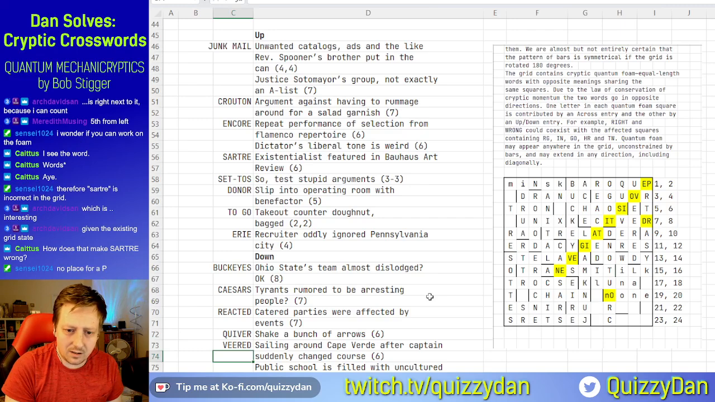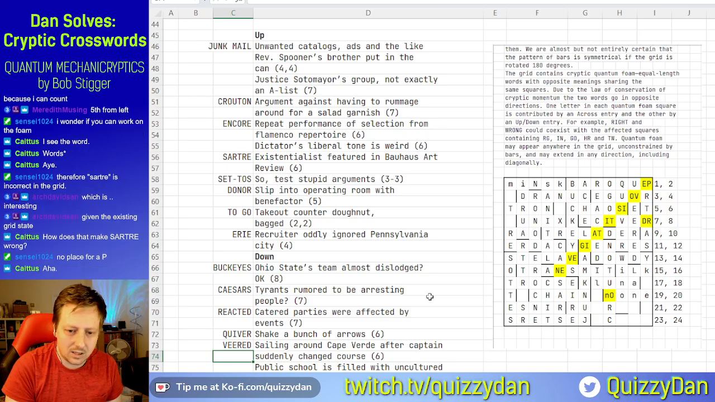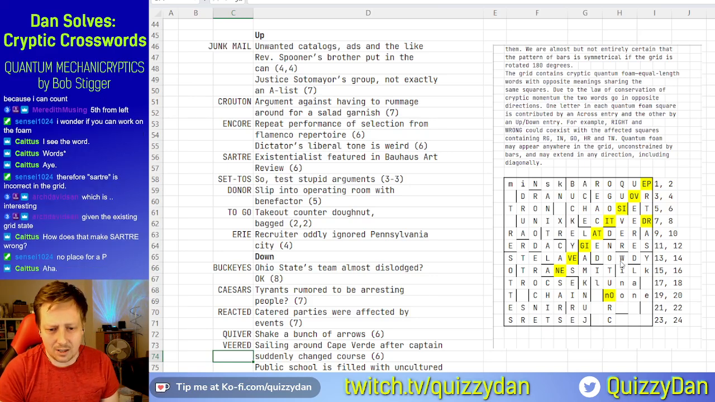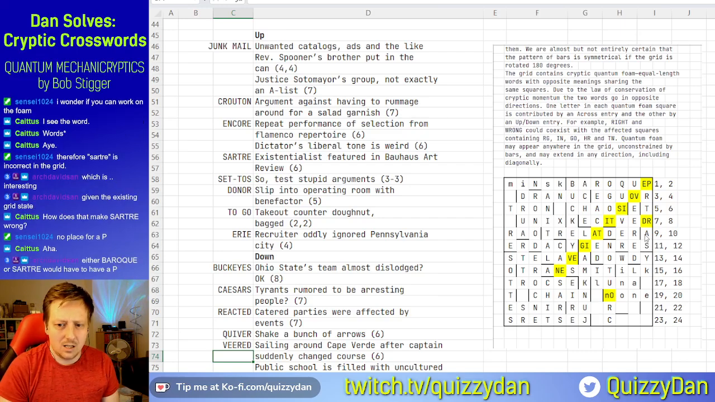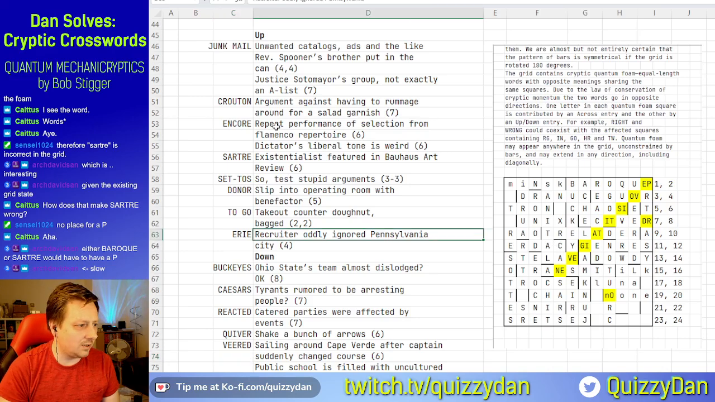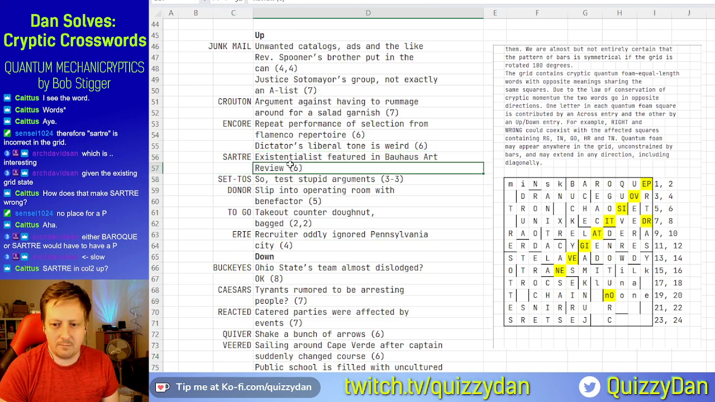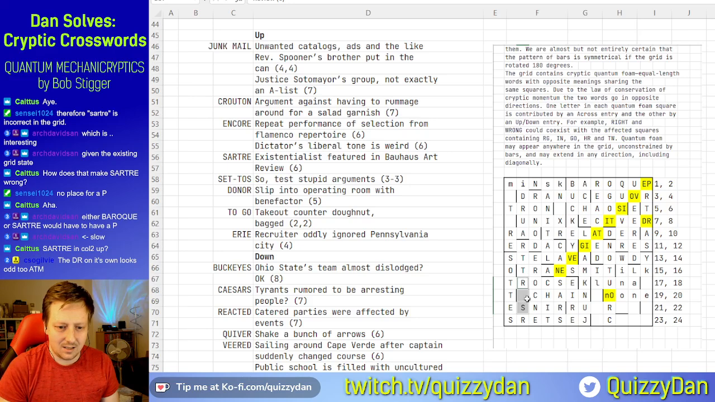Don't think... Oh. So it's got to be a satrap then, has it? No, satrap. So Sartre is definitely found in Bauhaus Art Review. Oh, so is it actually somewhere else? That is what... Column 2 up, S-A-T... S-A-R-T-R-E. Okay.